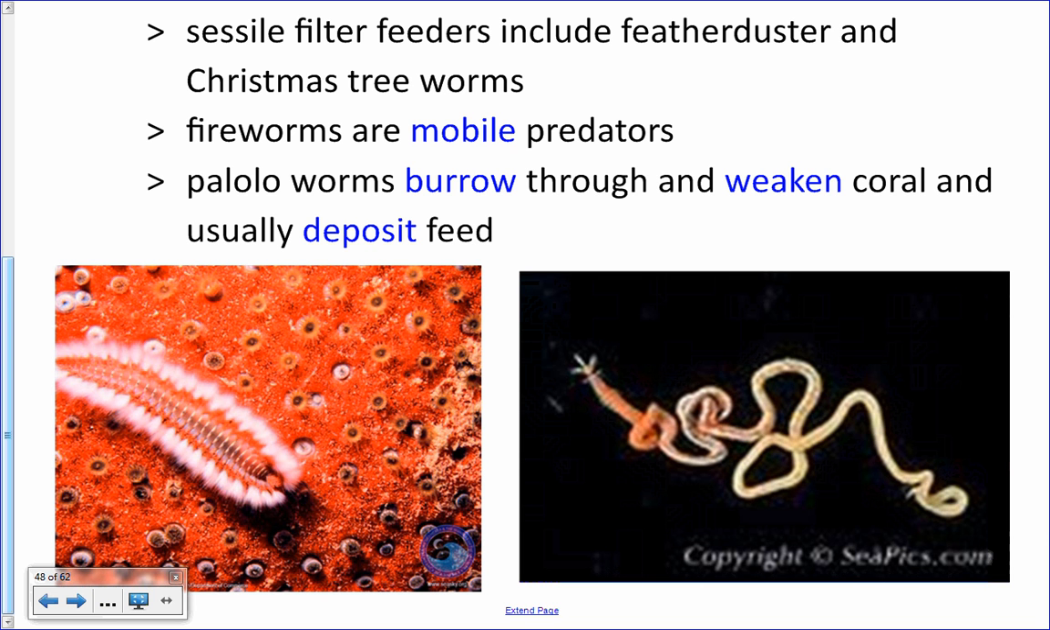This is involved in the process of bioerosion. So this one will actually be burrowing into corals and weakening the bases of corals. But they can also deposit feed as well, so eat stuff on the rock. Okay?